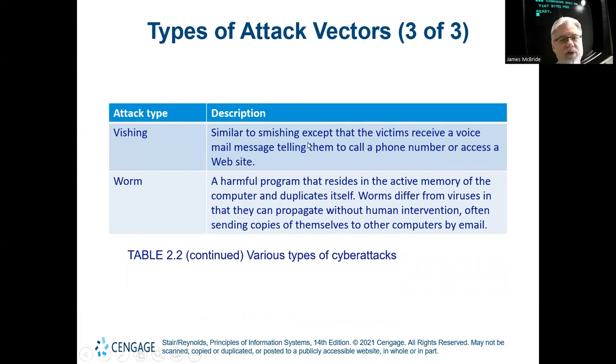Vishing, similar to smishing, except the victims receive a voicemail telling them to call a phone number. This is used all the time. And then a worm is basically a smarter virus. So worms are different than viruses in that they can propagate without having to be attached onto another program, and they can replicate without having any interference from you. And they can also understand networks, which they don't talk about here too much.